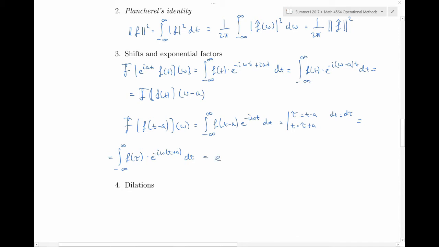So I get e to the minus I omega a outside of the integral, and the inside clearly can be seen as just a Fourier transform of the function that hasn't been shifted.